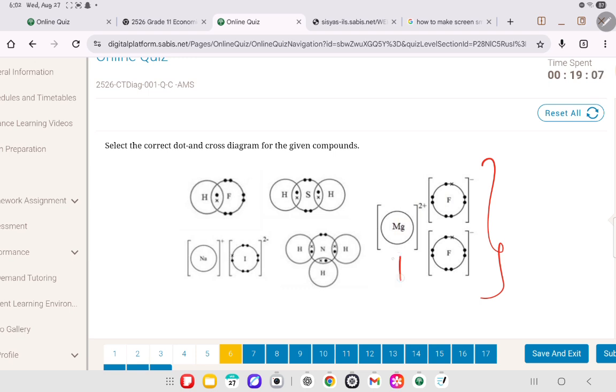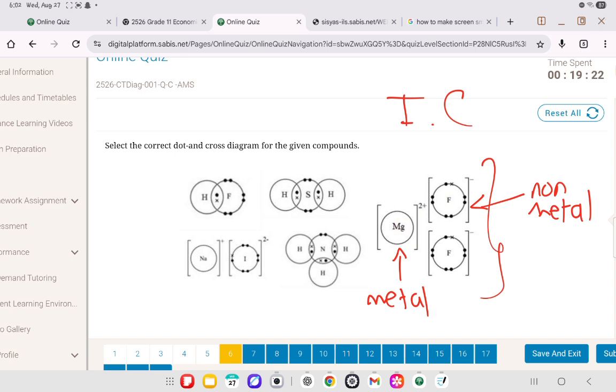Now, Mg is a metal. And fluorine is a non-metal. So what type of bonding will we have? We will have an ionic compound or ionic bonding. Now, of course, you have to remember their charges. Mg is always going to be Mg2 plus, and fluorine is always going to be F minus. So Mg is going to give 2 electrons to the fluorine.